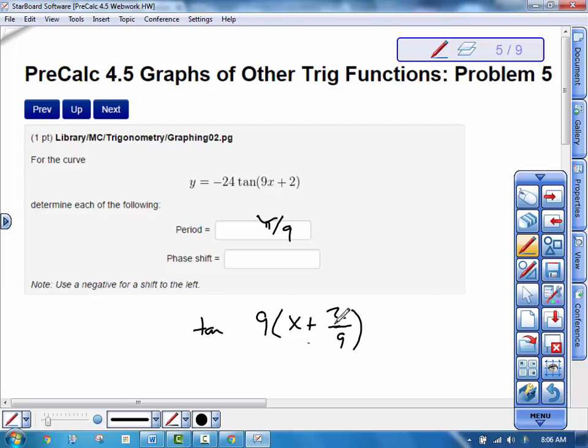It's kind of tricky to factor out a 9 because there's not really a 9 as a factor of this, but if you pull it out, then obviously 9 must be in the bottom, so that when you distribute, you get 2 back. And the reason why is because then you can isolate what you're doing to x in parentheses. What you're actually doing to x is you're adding 2 over 9, which moves it to the left 2 over 9. So I'm going to make the phase shift negative 2 over 9. And it says use negative for shift to the left.